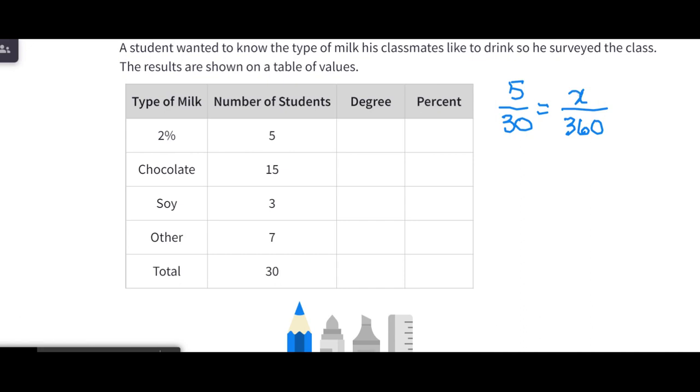Now, back to what we learned at the beginning. Remember, we can change this fraction to a decimal. So you can go ahead and go 5 divided by 30. Let me get the handy dandy calculator. 5 divided by 30 is equal to 0.1666 repeating. So I'll just go to 4 decimal places, which equals x over 360.